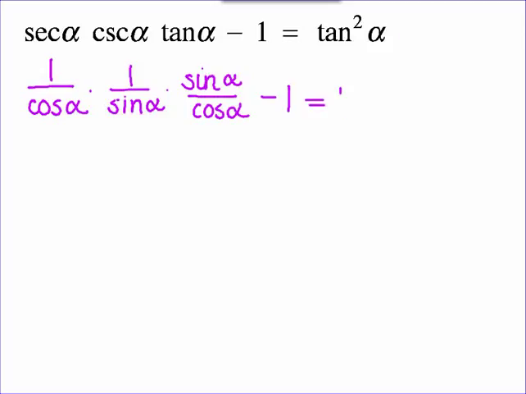Once again, we're only going to work down one side, so we're choosing the left side. So I'll let you go ahead and get that down. You can probably already see where we're going. What ends up happening? Sines cancel, and that leaves me with 1 over cosine squared.